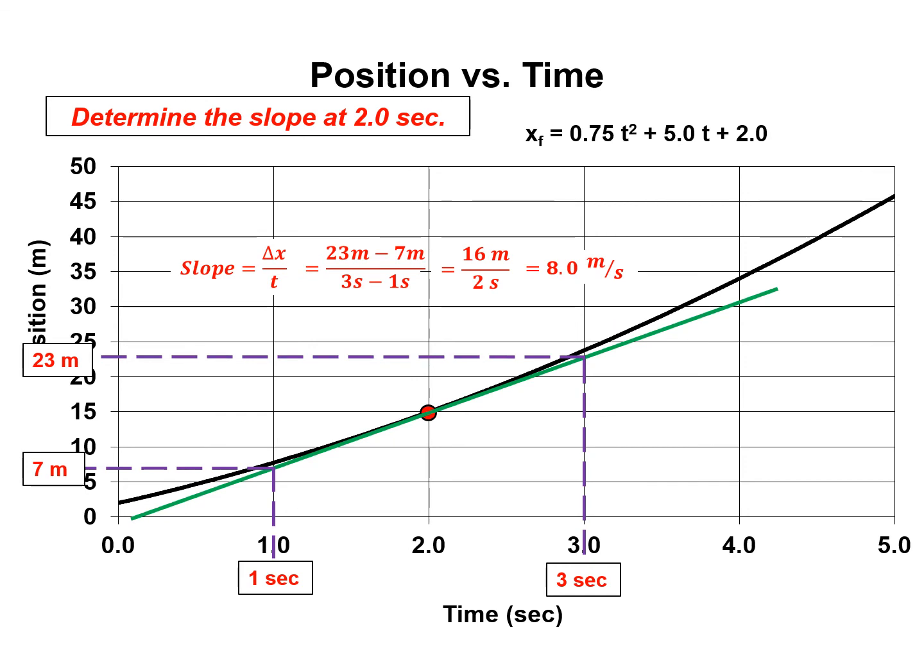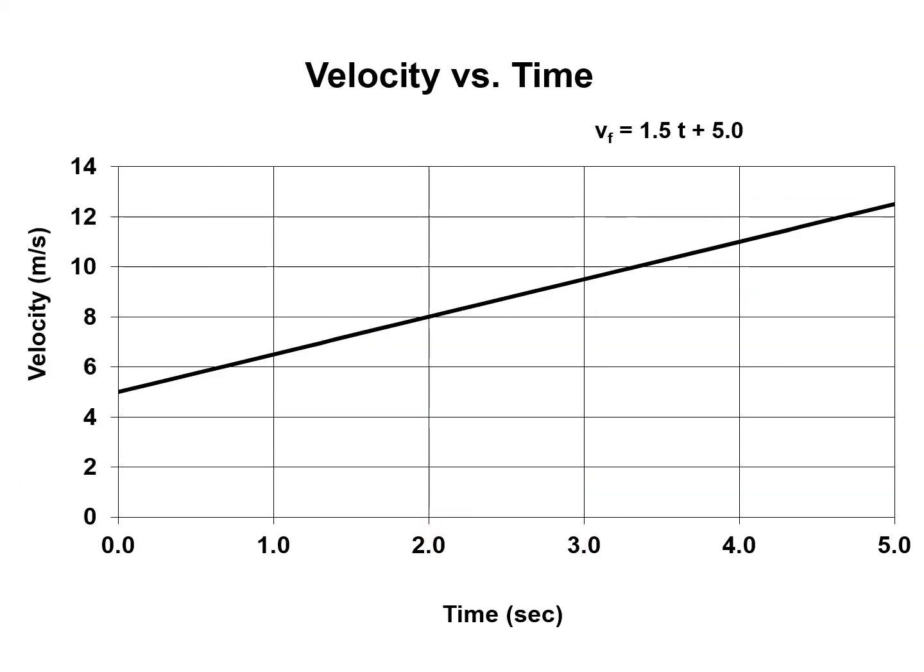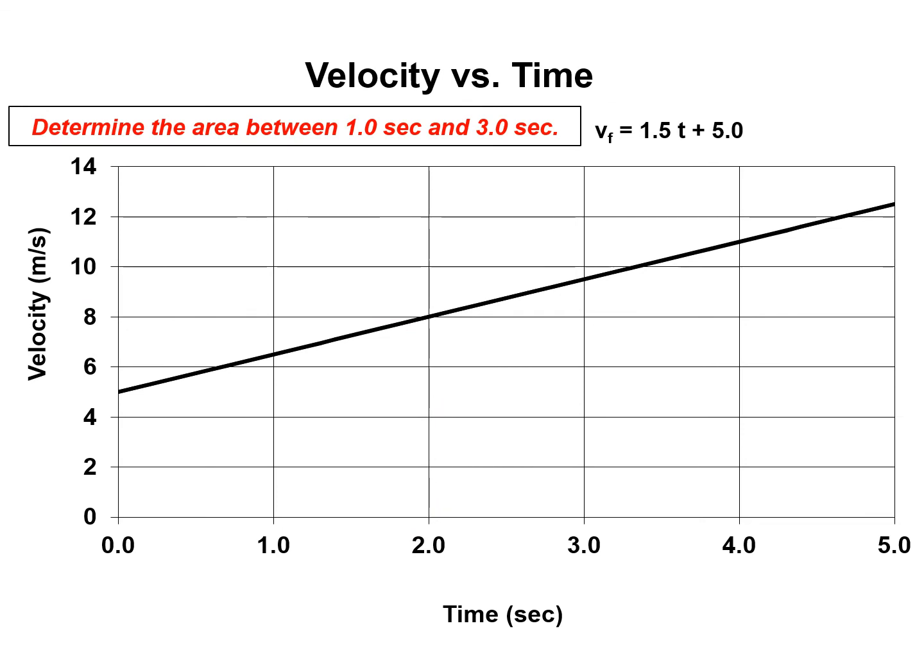Now with that being said, if we go to the velocity versus time graph at 2 seconds, we should get 8 meters per second. You can see here on the velocity versus time graph that at 2 seconds it indeed does equal 8 meters per second. So the slope at any given point on a position versus time graph is going to be equal to the velocity. Now let's take the area from 1 second over to 3 seconds.